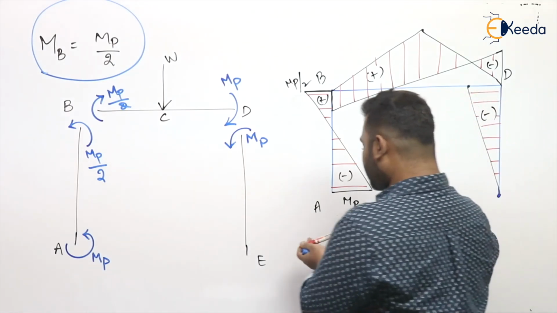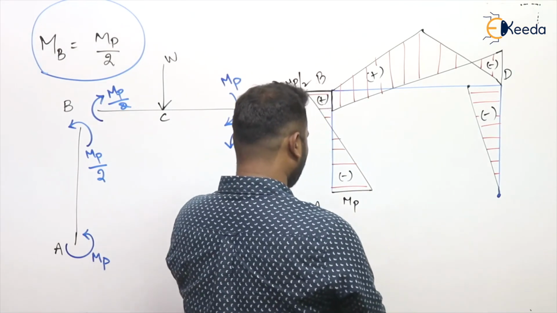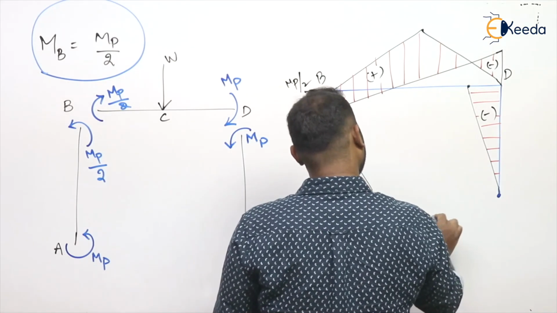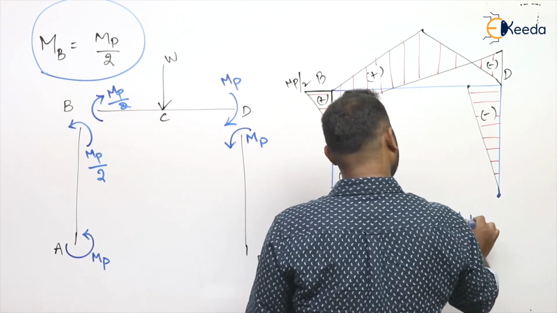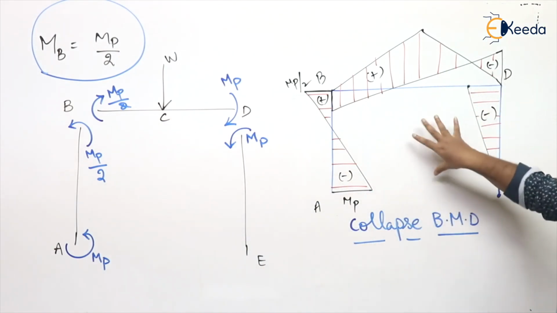So this is the collapse bending moment diagram for the frame, what we have discussed already. This is the collapse BMD. Is that okay? This one.